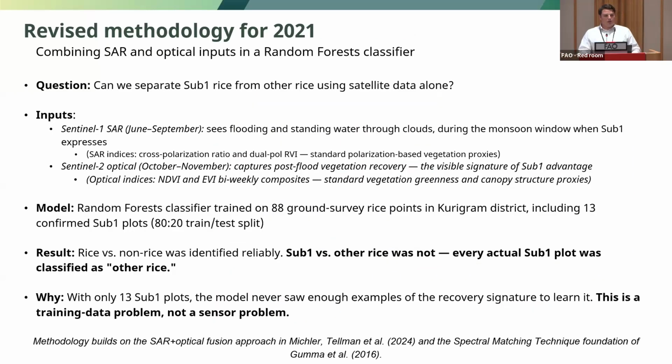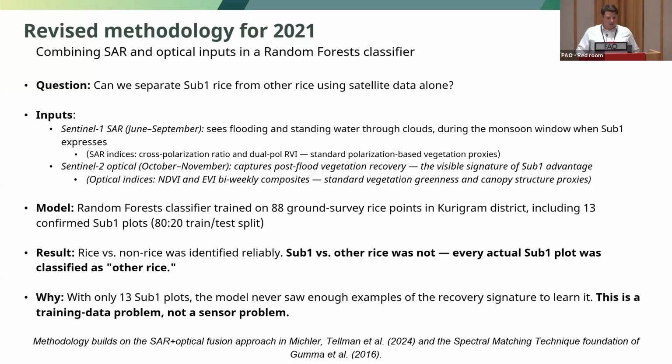So basically, the top-level question is, can we separate sub-1 rice? Sub-1 rice is the submergence-tolerant rice variety that we were talking about. Can we separate that from other rice using only satellite data? That's the hyper-specific GeoField use case here: if we didn't have the previous work, and wanted to go in after the fact, how far can we get, how accurate can we get, solely using EO data sets?